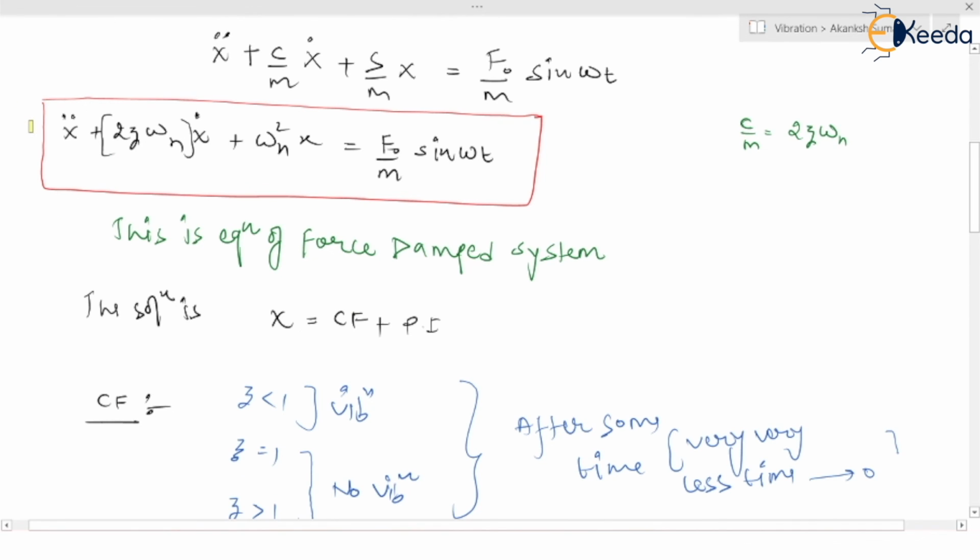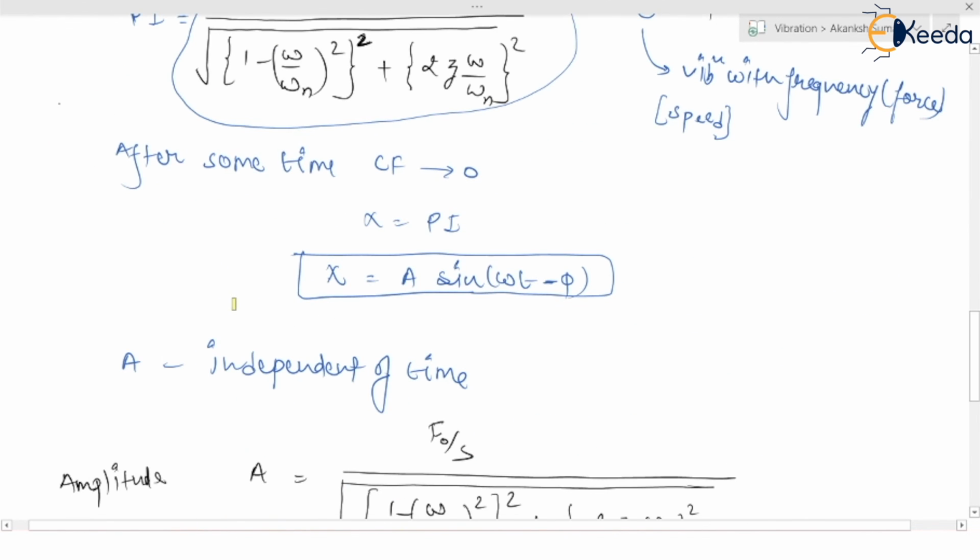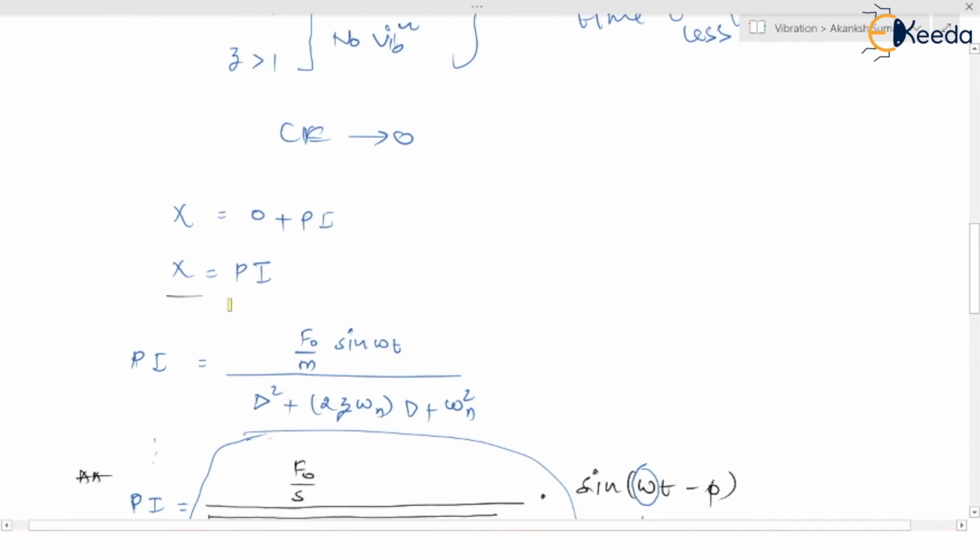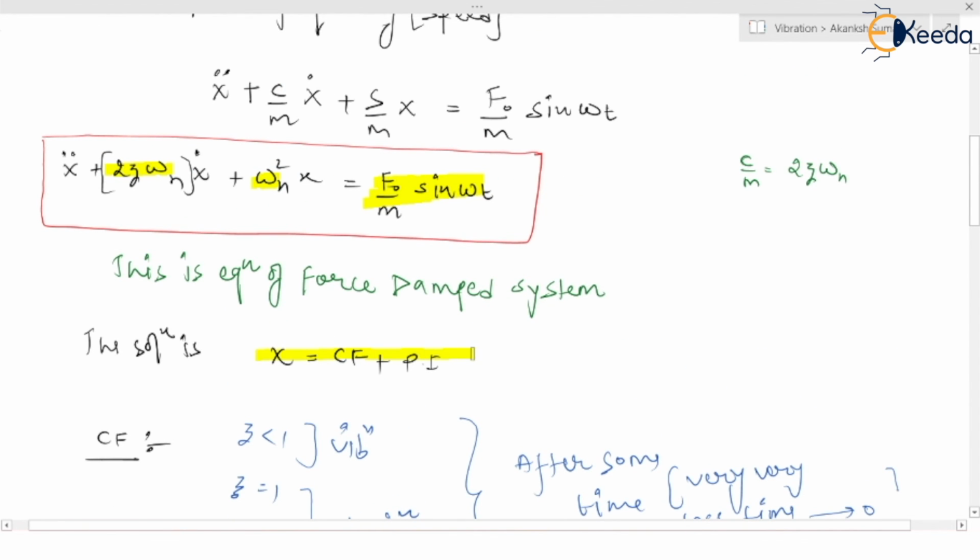This is the equation of the force damped system. When we apply the D'Alembert principle, you will get these equations. Okay, and this everything we have studied in the previous topic. But this is the new thing here in this topic, which is F naught sin omega t. Okay, just because this is a running mechanical system, it cannot be zero. The solution would consist of the complementary function and the particular integral.